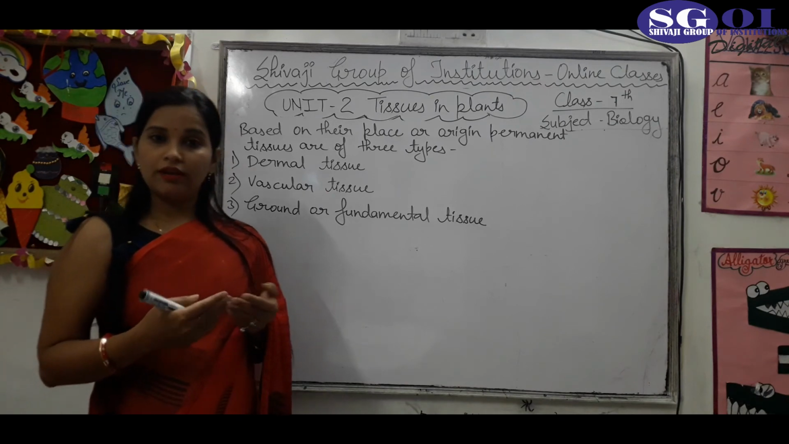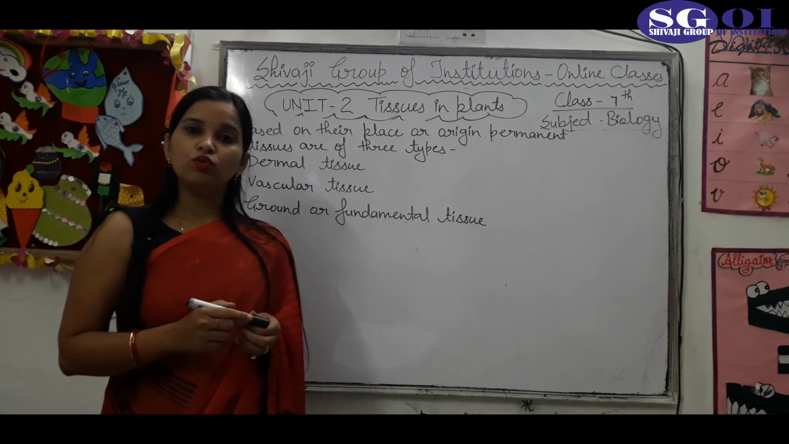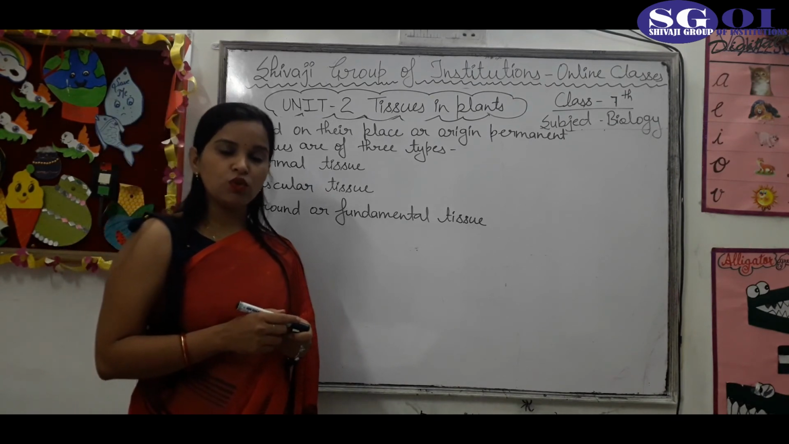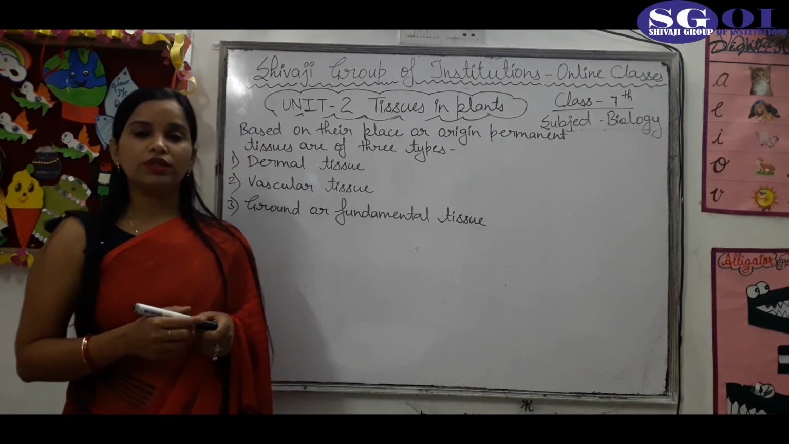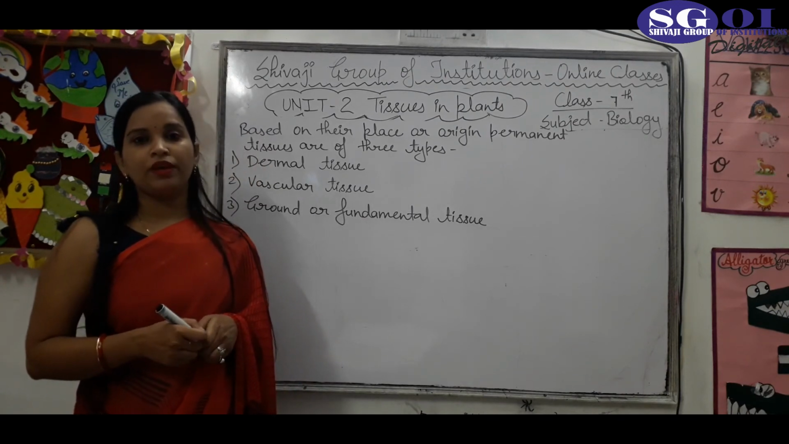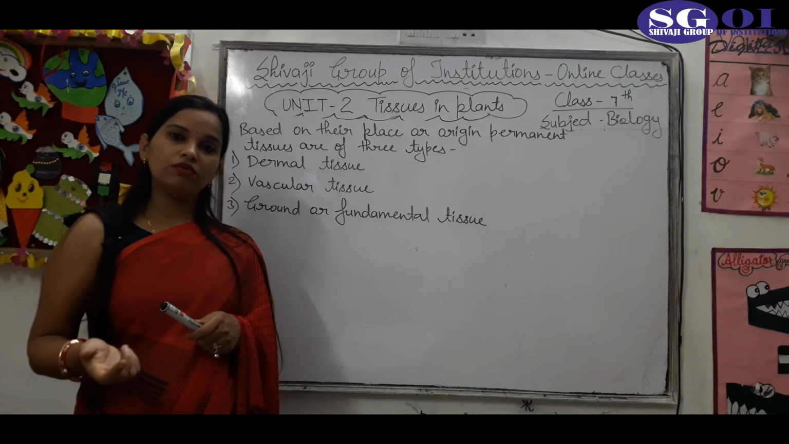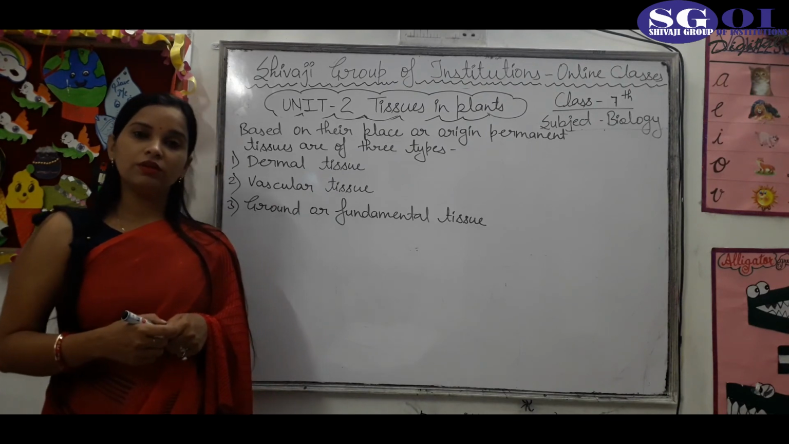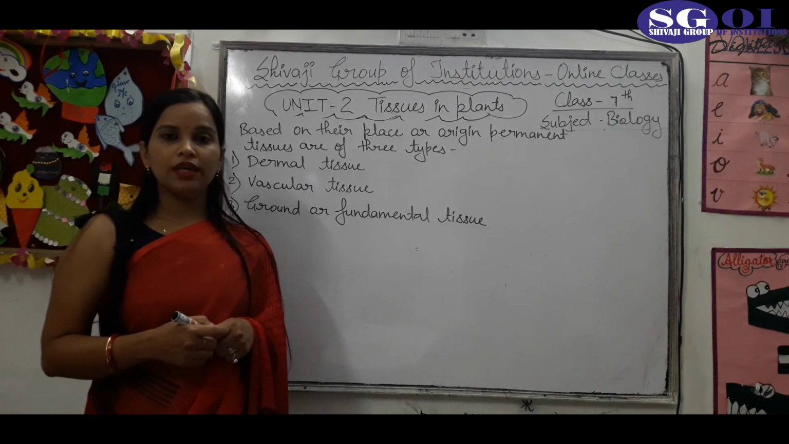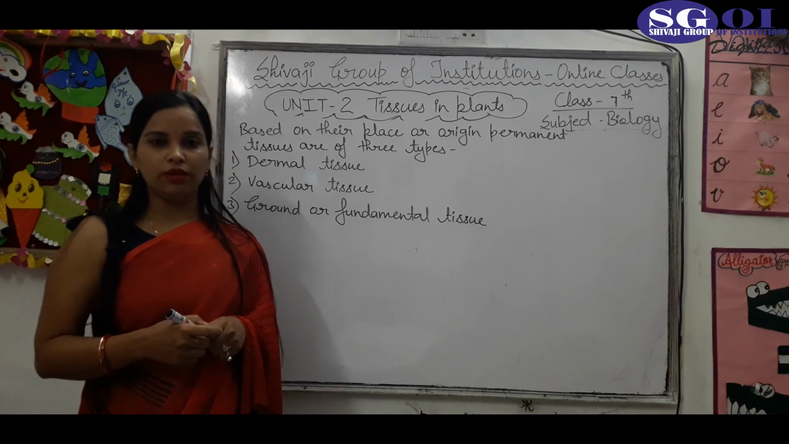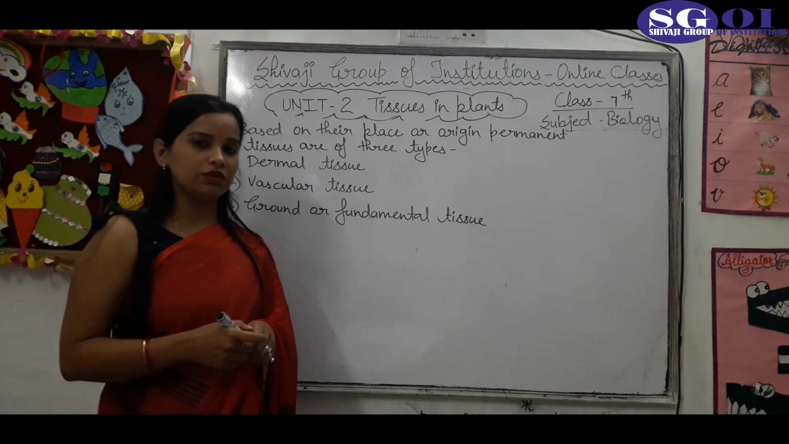And the next function: in the roots, the dermal tissue also helps in the absorption of water and minerals from the soil. And in the case of leaves, the dermal tissue also helps in the exchange of gases through the stomata. So this is the function of the dermal tissue.